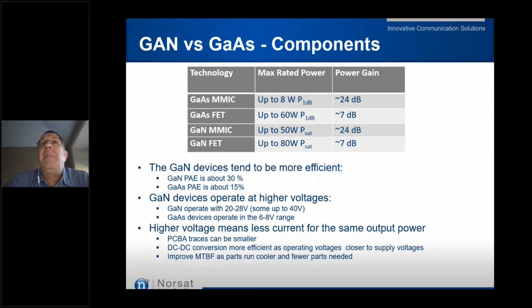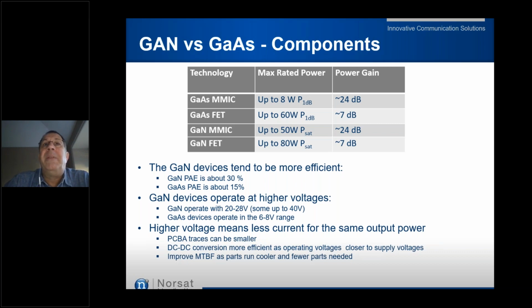GaN MMICs are much higher power. Instead of 8, 10 watts, they're 50, 60, even 80 watts for a GaN MMIC. And again, they still have the high power gain, and a GaN FET maybe even higher, 80 watts with a low power gain. Power gain is important because when you do a BUC SSPA, not only do you need output power, but you need gain. And so, to get the gain that you need out of a BUC or an SSPA with devices with low power gain, you need to cascade several devices together.